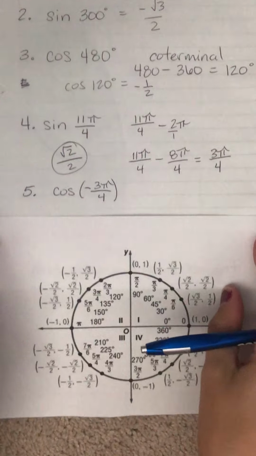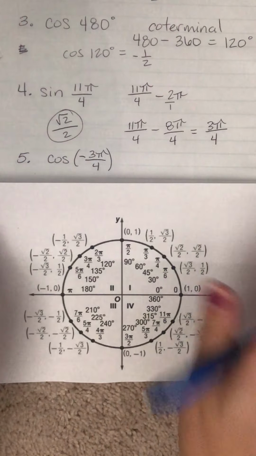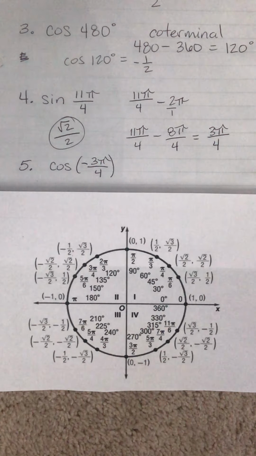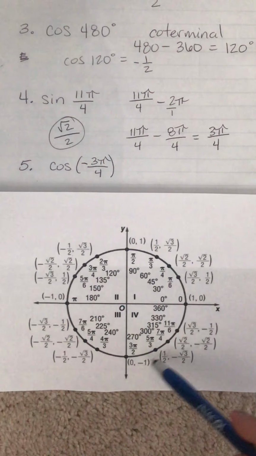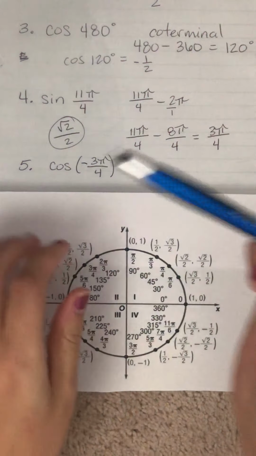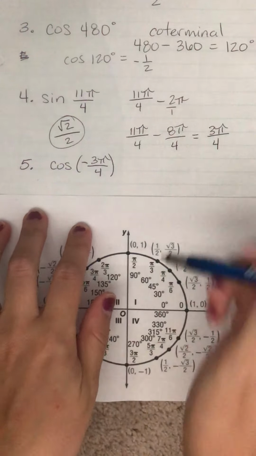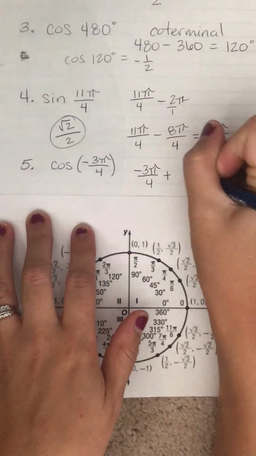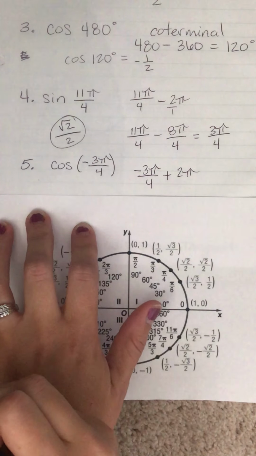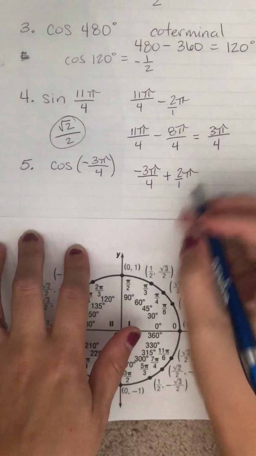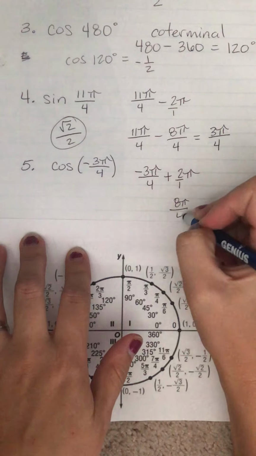Let's do one more. This one is cosine of negative 3 pi over 4. Again, I don't have any negatives on my unit circle. You could go in the opposite direction and try to work it out that way, or let's just go with our coterminal angles again. Because this is a negative number, we're going to have to add 2 pi to it. Same exact idea as number 4: we have to get a common denominator. Because our denominator is 4, we already figured out that that would make it 8 pi over 4.